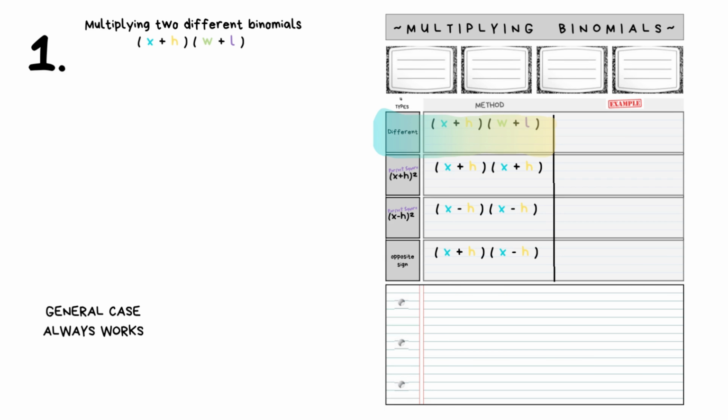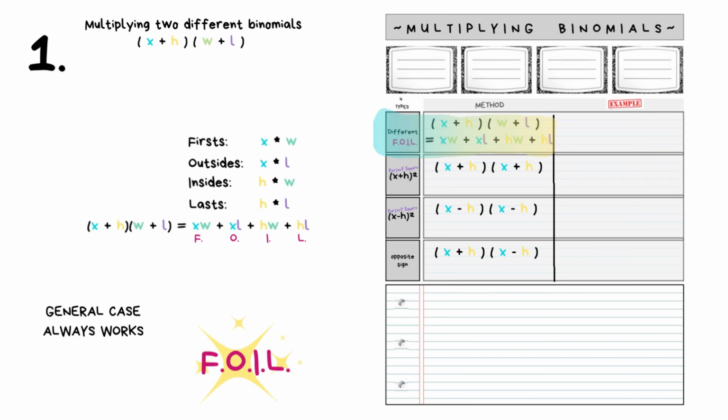When multiplying binomials, if you don't recognize a pattern, there is a method that always works, even for our special cases. If all else fails, FOIL. FOIL helps you remember the steps to multiply binomials. First, outsides, insides, lasts.